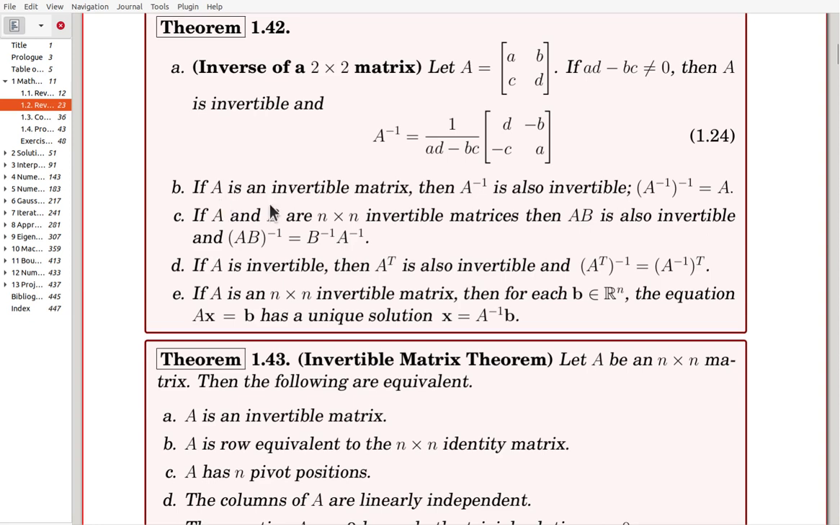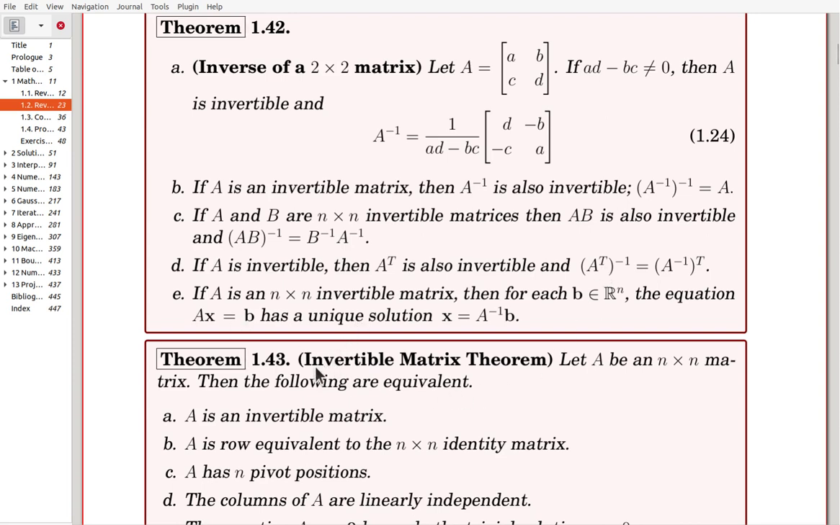If A is invertible, then A inverse is also invertible, and the inverse of the inverse is the original one. If both A and B are invertible, then the product is also invertible, and the inverse of AB is the same as B inverse times A inverse. You have to be careful for this order. And if A is invertible, then its transpose is also invertible, and the inverse of the transpose is the same as the transpose of the inverse. The inverse and transpose commute.